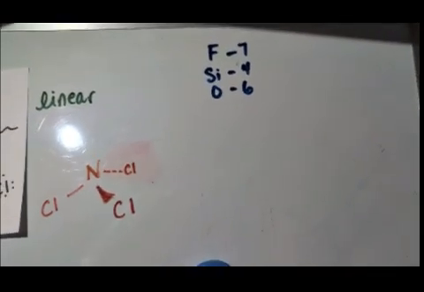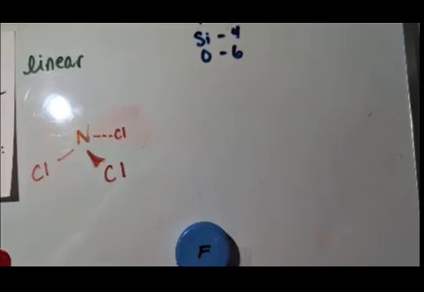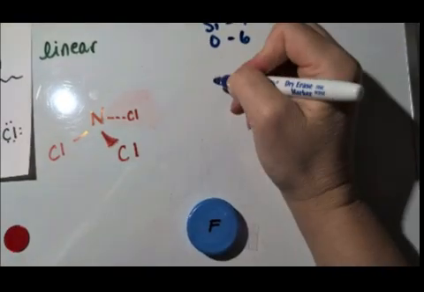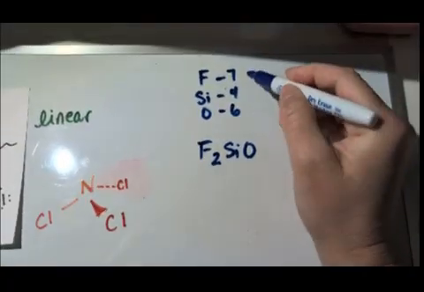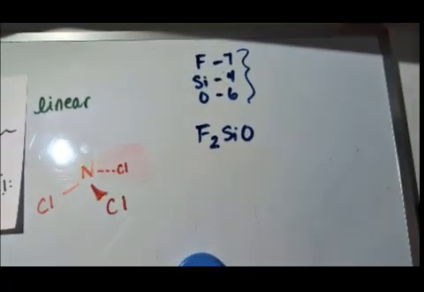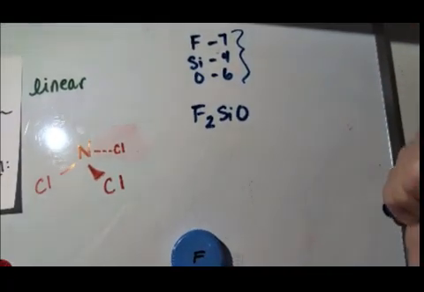Okay, and then in the third problem from this example, what is the shape of F2SiO? I went ahead and got from the periodic table what column each of these were in, so we don't have to go back and forth with the camera.